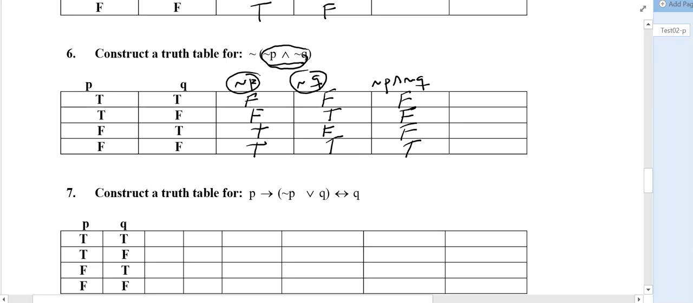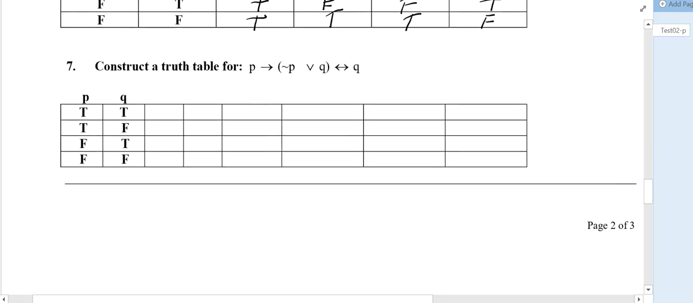statements are true. Now we're ready to take the entire negation of that statement and get our final column. I am simply negating this column. So true, true, true, false. Next one. Construct a truth table for this statement.